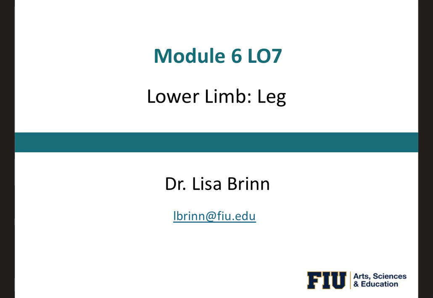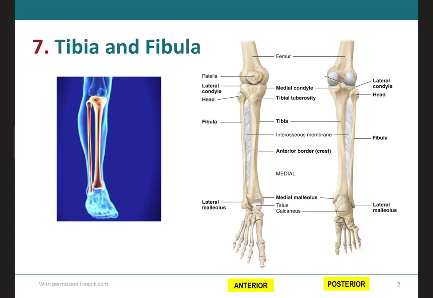In this lecture, we're going to be covering the leg, which is made up of two bones, the fibula and the tibia. So here are the tibia and the fibula. The tibia is going to be this bulkier bone that's located medially, and the fibula is going to be the slender bone that's located laterally.